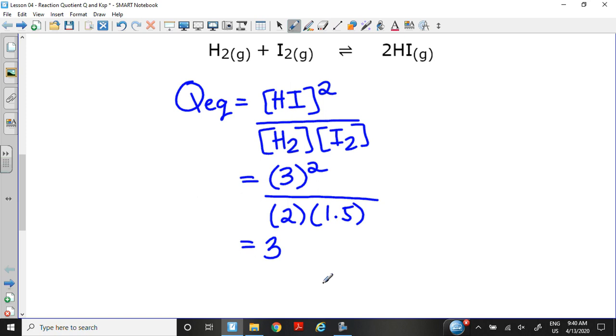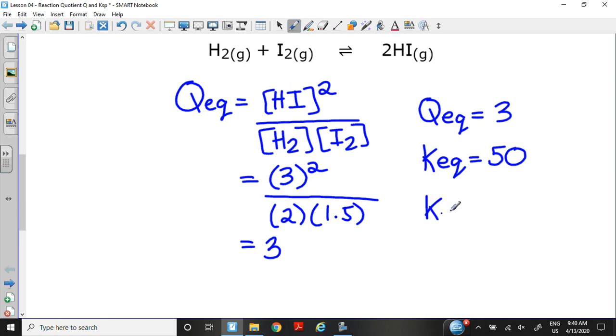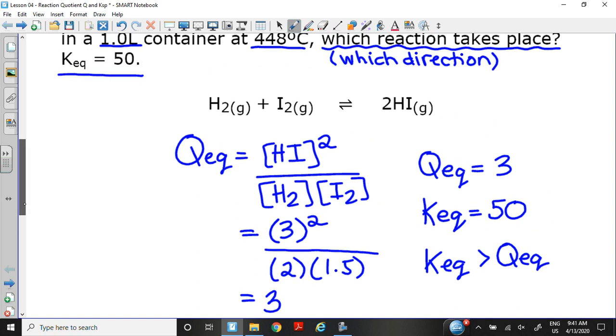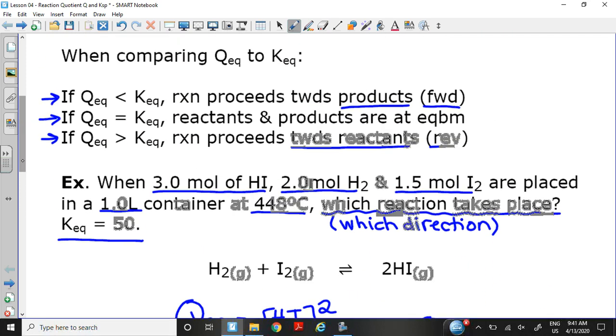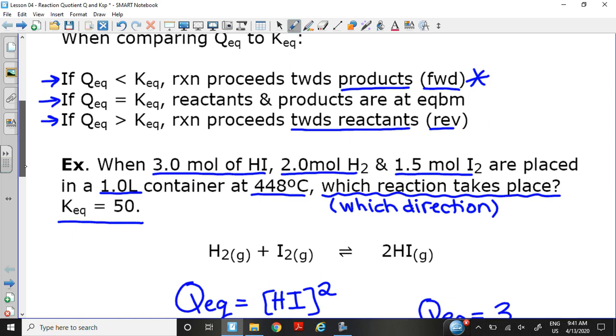So now what we have to do is compare our Q_EQ to our K_EQ. So let's just put this over here for reference. Q_EQ is equal to 3. The question told us that K_EQ was 50. So which one is larger? K_EQ is larger than Q_EQ. And from our options up here, if we go back up, we've got a scenario like the first one here. K is larger than Q, so it's going to proceed in the forward direction.